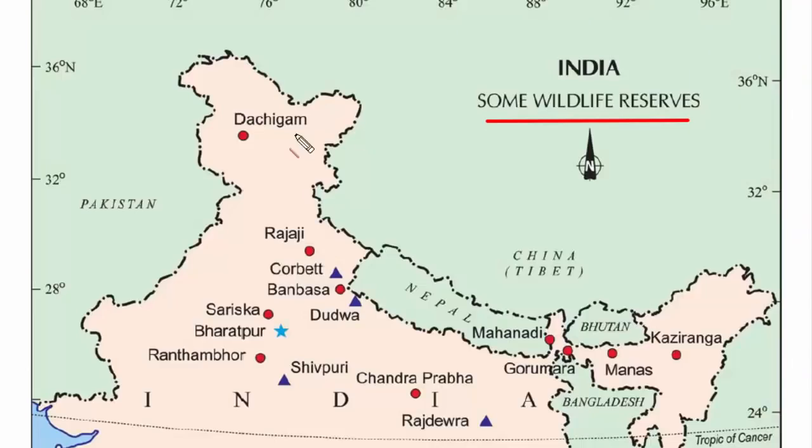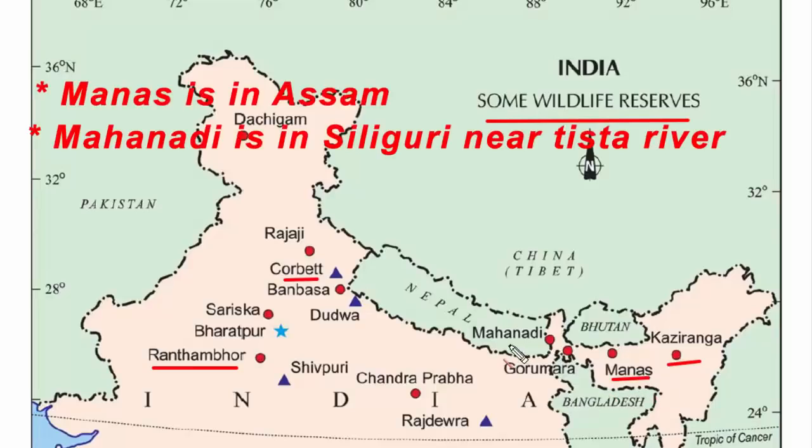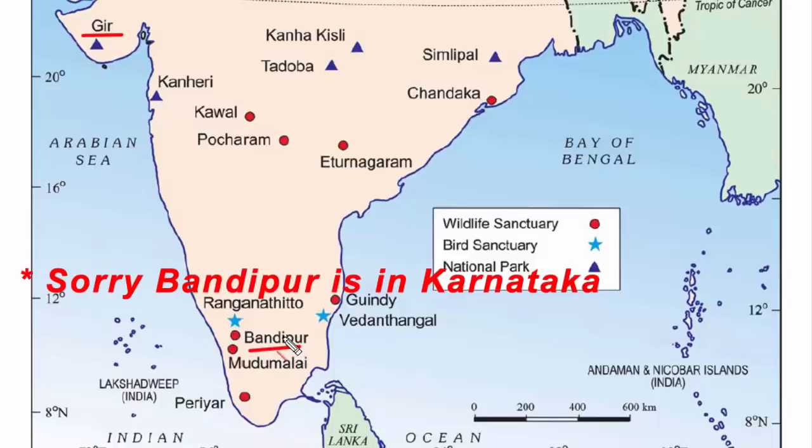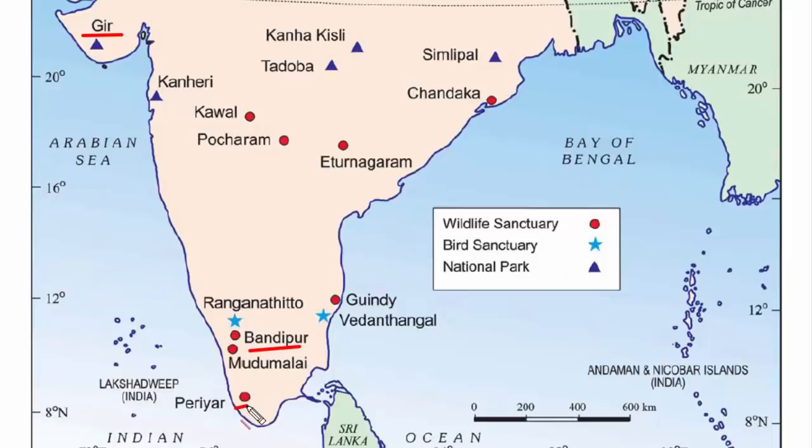So this map represents all the wildlife reserves in India. So let's see some which are very important, like Corbett Park, which is in Uttarakhand. Remember that. Then you have Ranthambore, which is in Rajasthan. You have Kaziranga in Assam. Then you have Manas and Mahanadi. Then coming to the southern side, you have Gir forest in Gujarat. Then you have Bandipur in Kerala. And then we have Periyar in Kerala as well.